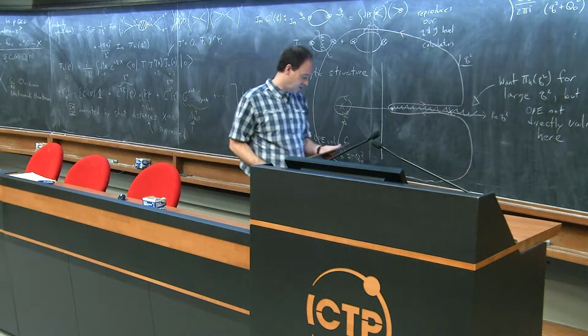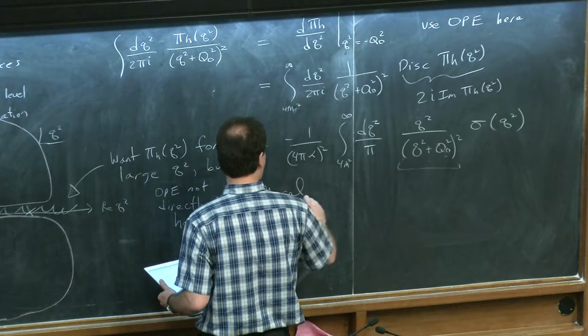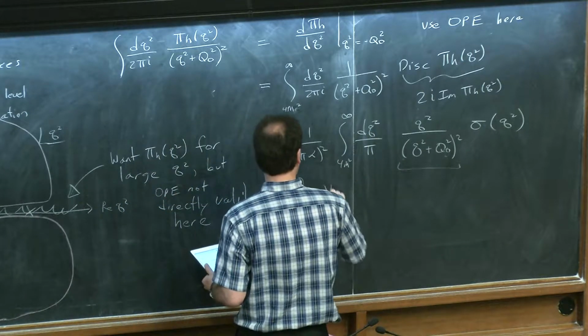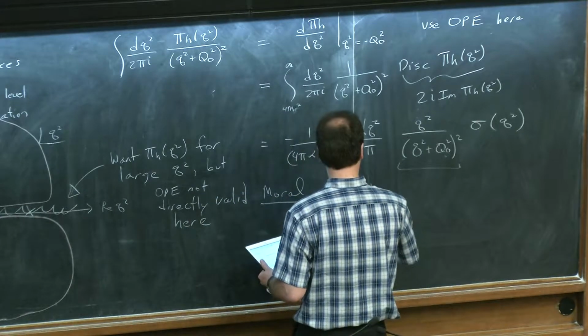And that's what the OPE tells us. So the moral is not that I have to necessarily average completely over the cut as I did in this example, but I need to average over enough states if I'm going to make a correspondence between hadrons and quarks and gluons.